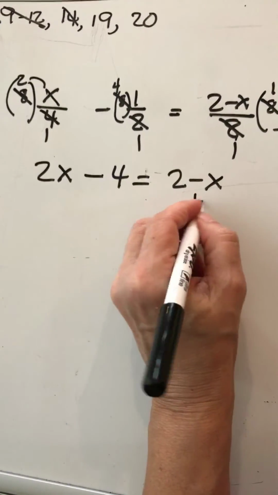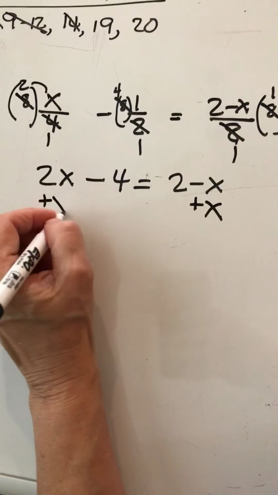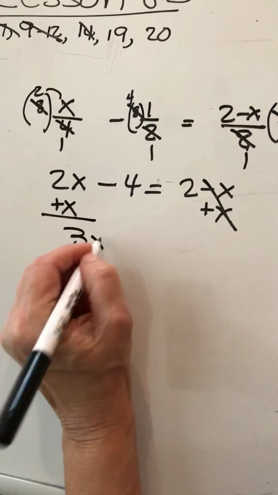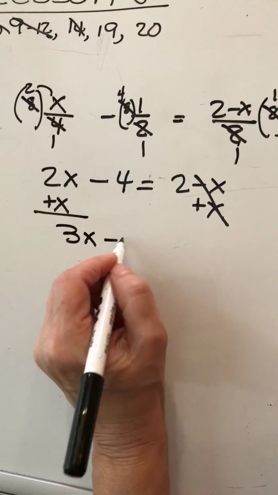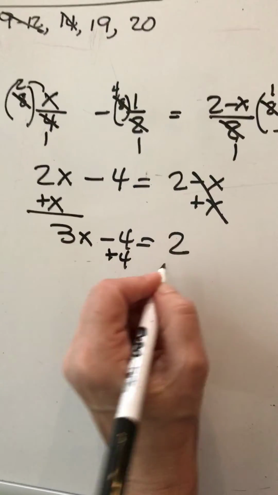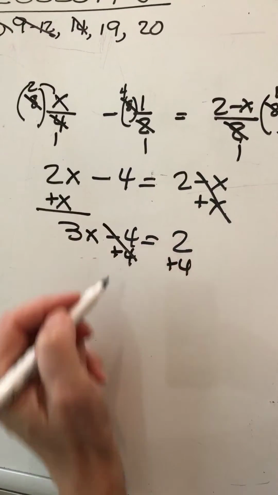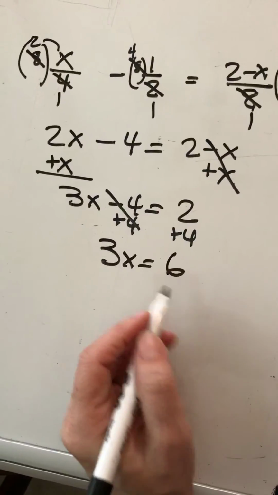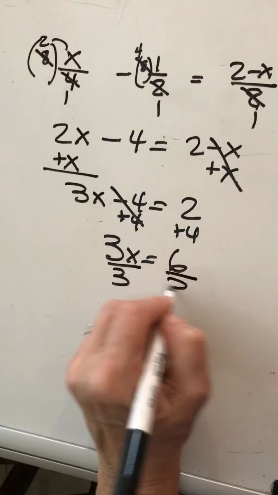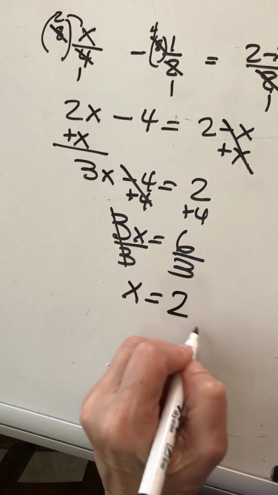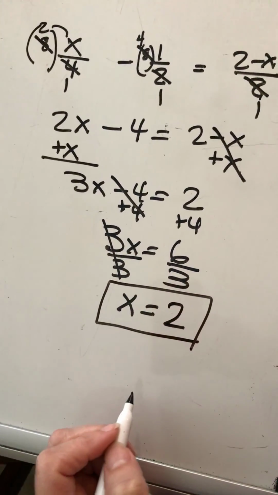I'm going to move my x to the left through addition. 2x plus x is 3x minus 4 equals 2. I'm going to add my 4 to both sides to move it to the right. I'm left with 3x equals 6. Divide both sides by 3. Simplified, x equals 2. That's it for lesson 83.